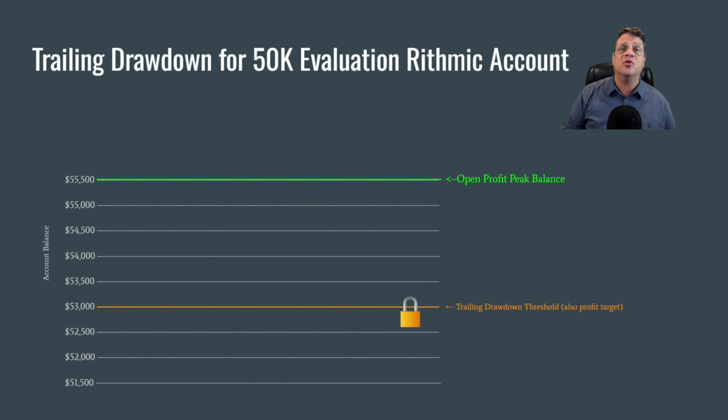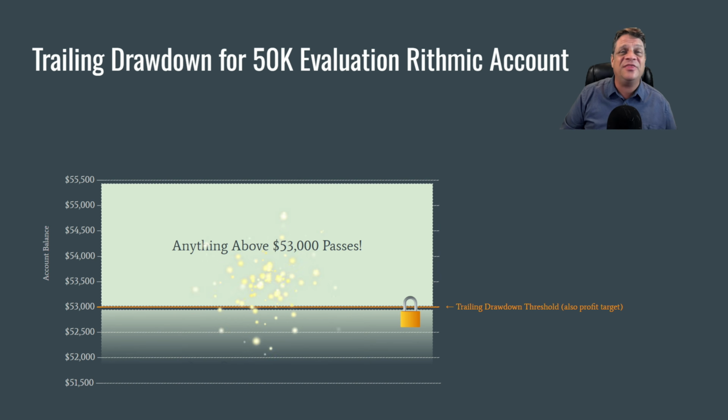Now, if you're in an evaluation account, your open profit peak balance would have to get all the way to 55,500, $2,500 above 53,000, in order for the trailing drawdown threshold to stop trailing. Reaching this level in an evaluation account is not necessary to pass evaluation. Anything above 53,000 passes, so close the position and stop trading. When Apex does their nightly update, you will pass the evaluation.